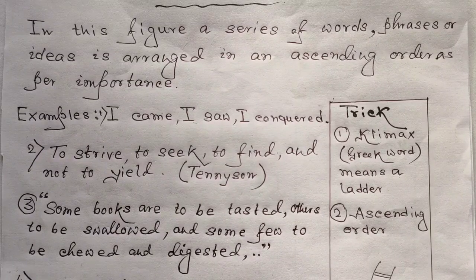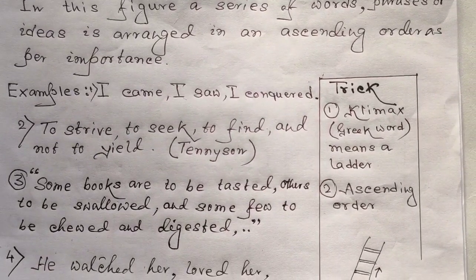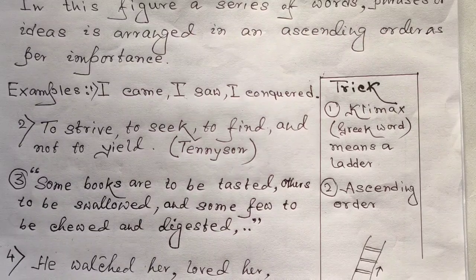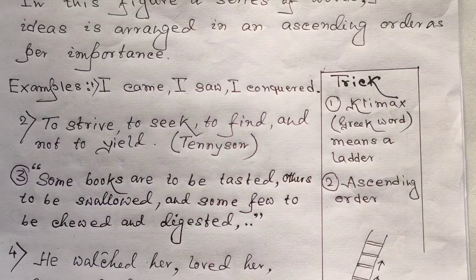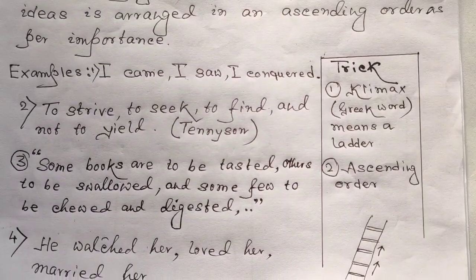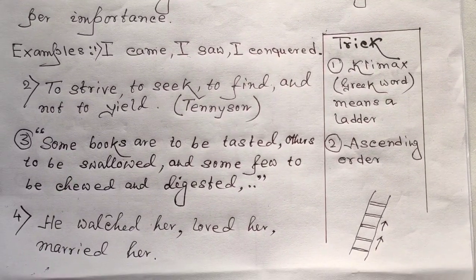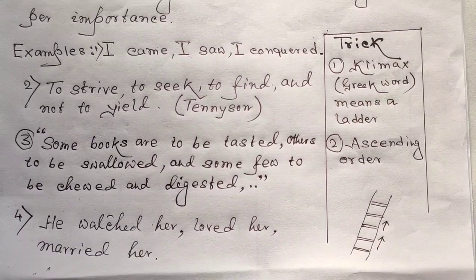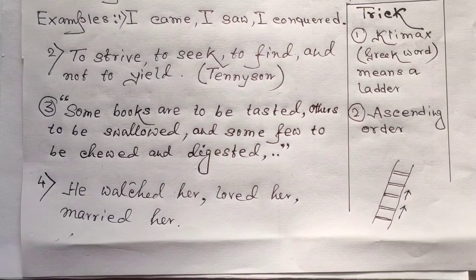Now let's have a look at the trick I have written down. The first point is that the word climax, which is a Greek word, means a ladder. And the second point is that the words, the ideas or the phrases which are there in the climax should be set in the ascending order. Just look at that. I have drawn badly a ladder with two arrows pointing upwards just to make it easier for you so that you can understand what a climax actually is.